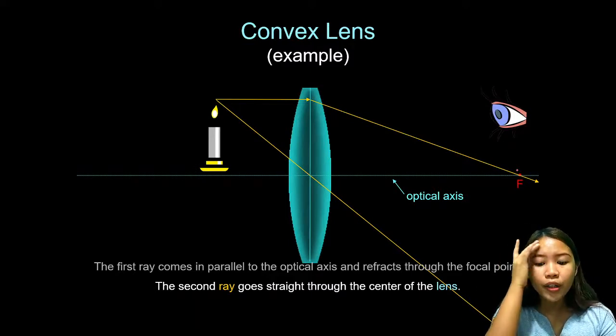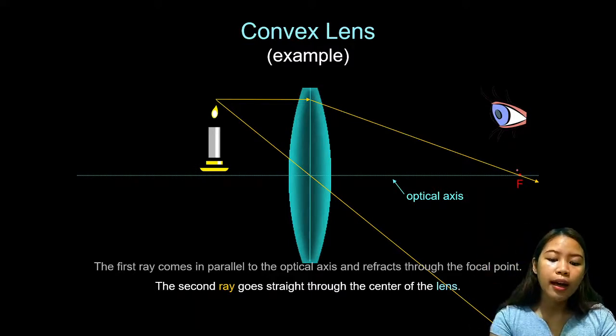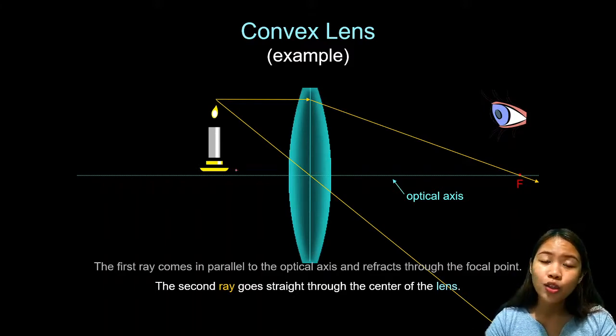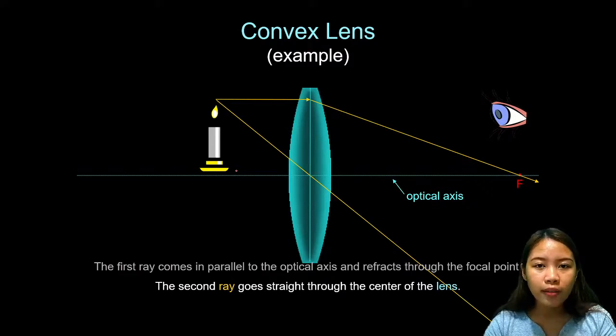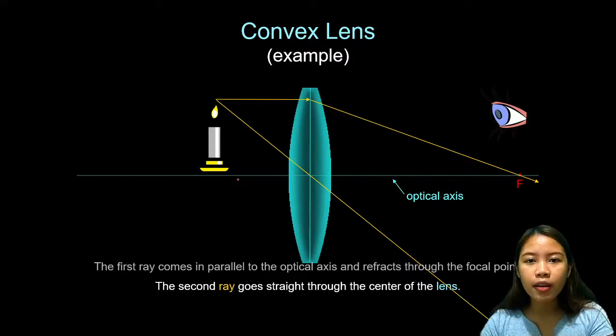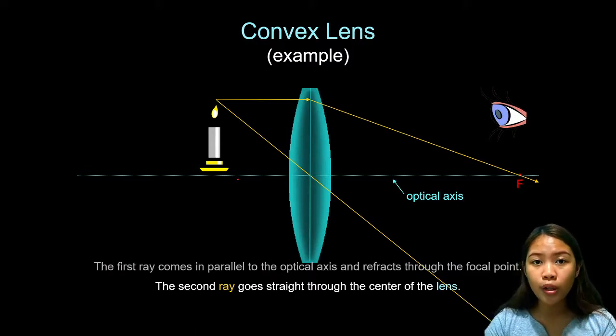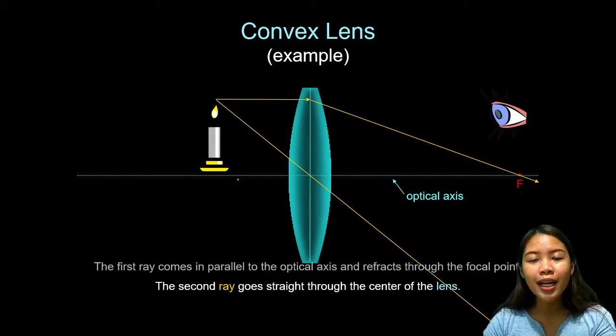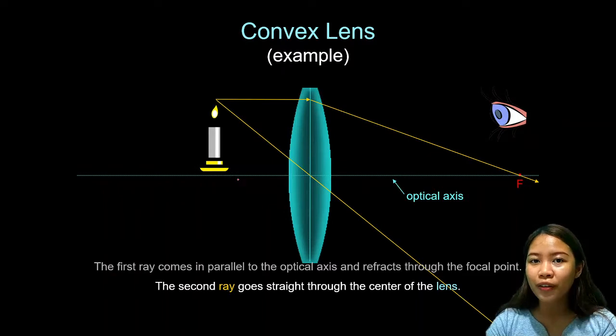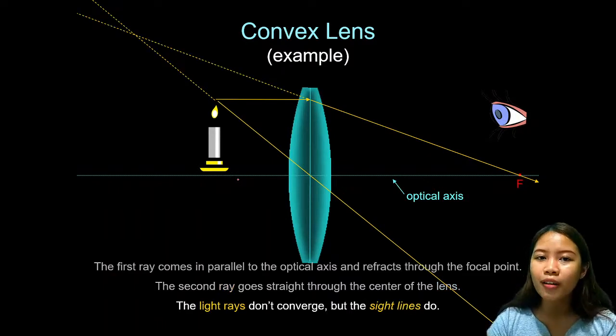Now, if you can see here on the screen, the two light rays do not meet. So, what are we going to do? We're going to extend the refracted rays. Again, we are going to extend the refracted rays. If for mirrors, the ones we extend are the reflected rays, for the lenses, the ones we extend are the refracted rays.